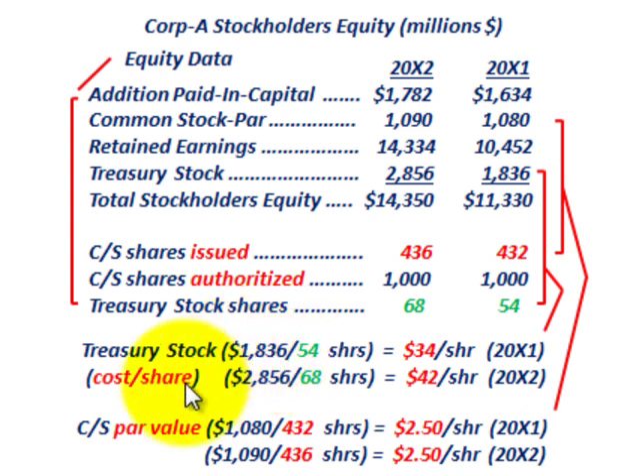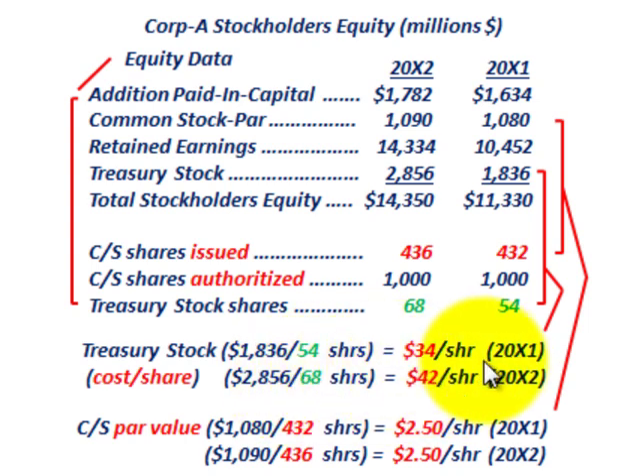To determine our cost per share basis, all we do is take the total amount in treasury stock. Let's look at 20x1: 1,836,000, divided by the number of shares they're holding in treasury stock, 54,000 shares, and you're going to get a cost per share of $34 per share for 20x1. You have to do the same thing for each of the years.